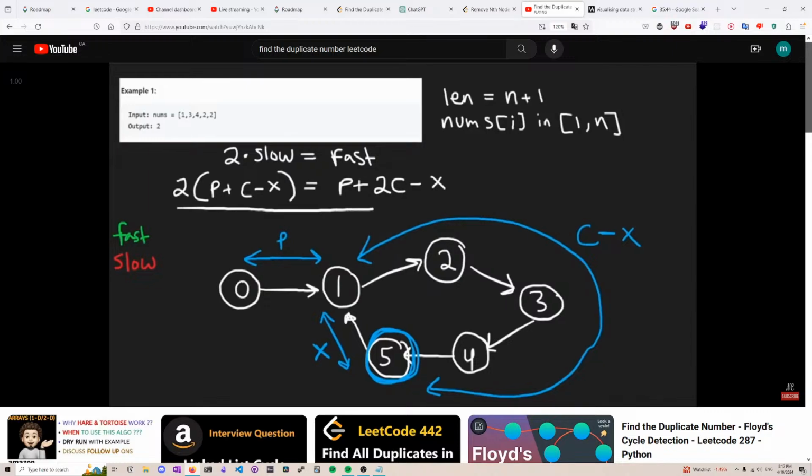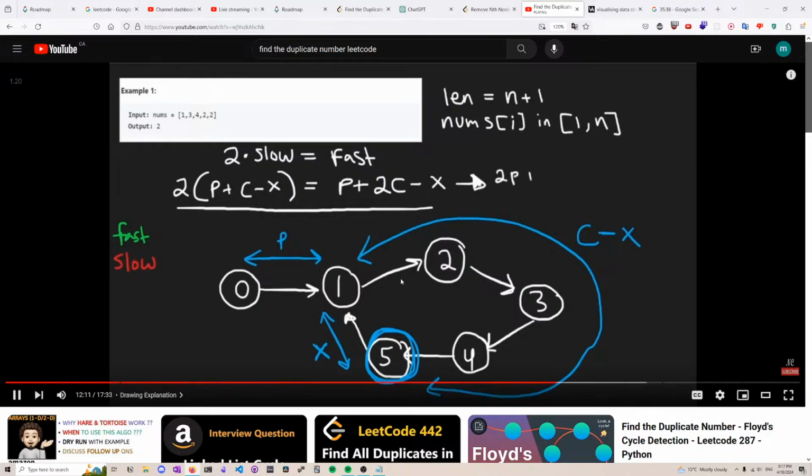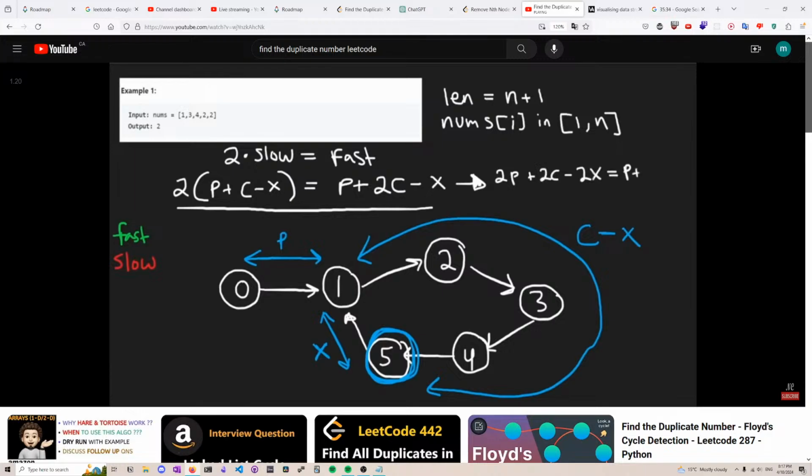So I'm going to take this equation and simplify it over here to the right. Once we simplify it a little bit, we get 2p plus 2c minus 2x, which is equal to p plus 2c minus x. And then this is the part where you can start doing a little bit of algebra. We can cross out the 2c from both sides of the equation. We can cross out 1x from each side. And we can cross out 1p from each side. Once we do that algebra, and sorry that it's getting a little bit messy, we're left with a single p and a single negative x.